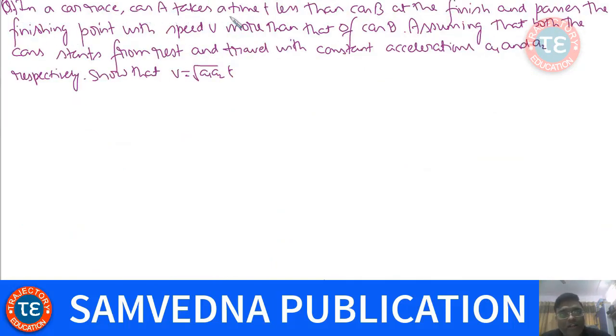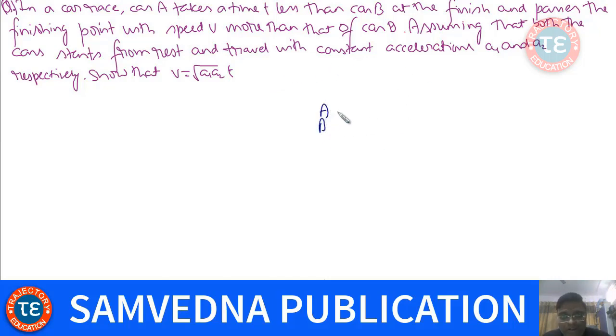See this question. In a car race, car A takes time t less than car B at the finish and passes the finishing point with velocity v more than that of B. Assuming that both the cars start from rest and travel with constant acceleration a1 and a2, show that v is this.